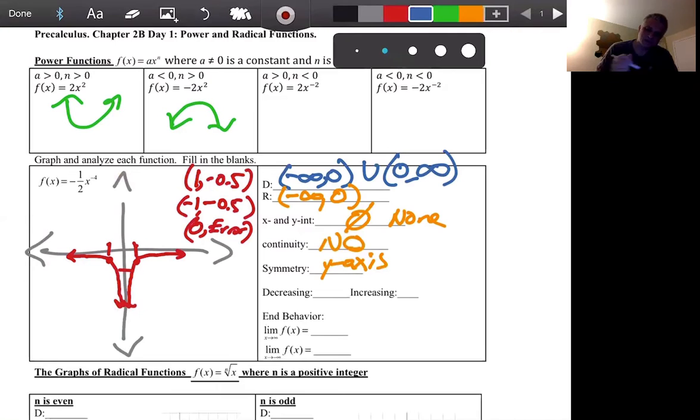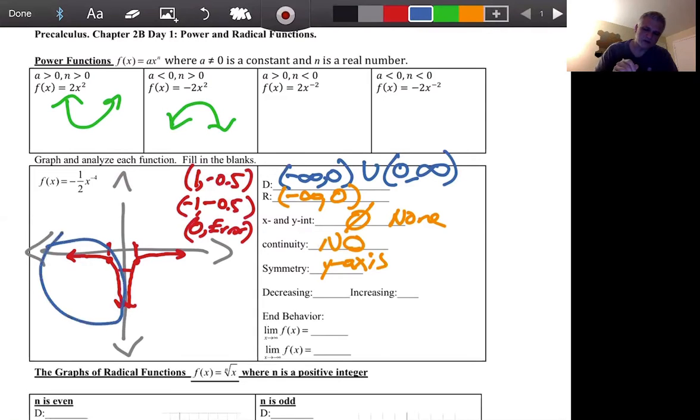Decreasing. Where is this function decreasing? Well, remember, it's always left to right when it's decreasing. So I would say this entire interval here. It starts at negative infinity, and it's getting really close to x equals 0, but it doesn't quite hit it. So the interval where it's decreasing is from negative infinity to 0, but it doesn't include 0, so parentheses.